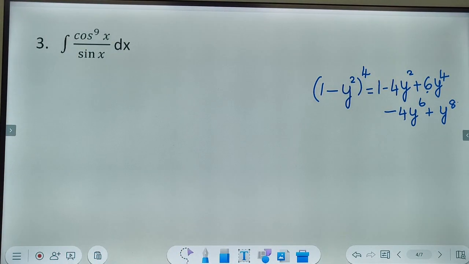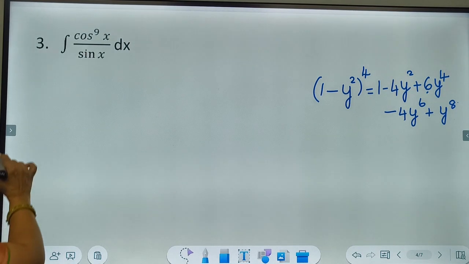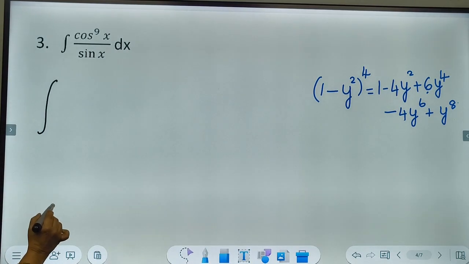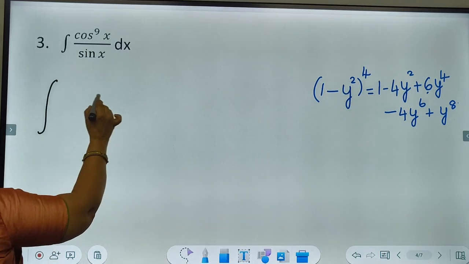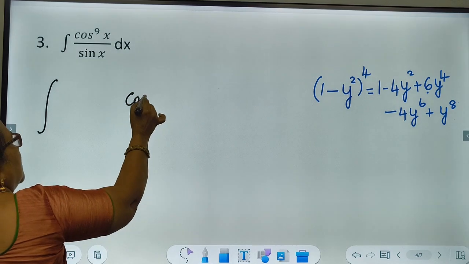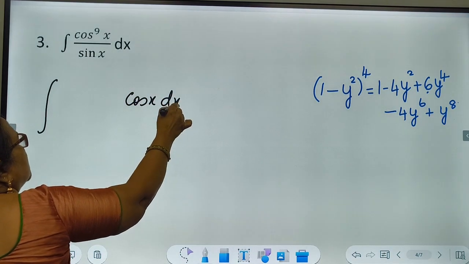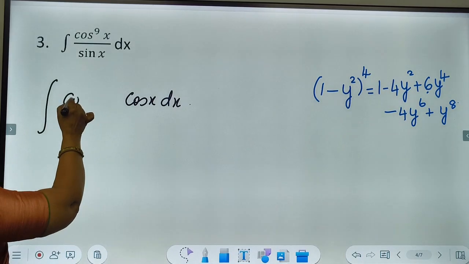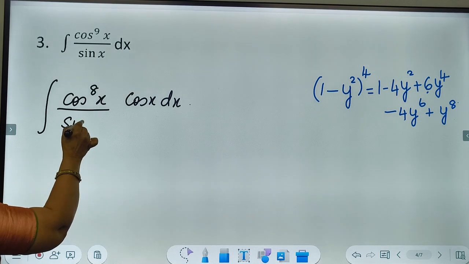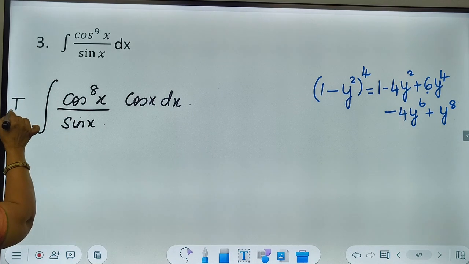Now let us look at this problem. Integral of cos power 9x dx by sin x. See, I know that the derivative of sin x is cos x. So I am going to keep 1 cos x dx for my substitution purpose. So what will I be left with? Cos power 8x by sin x. This is my I.